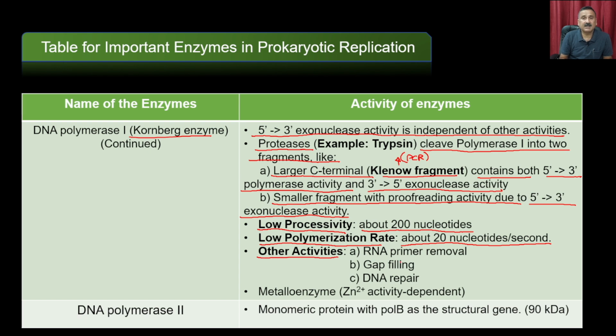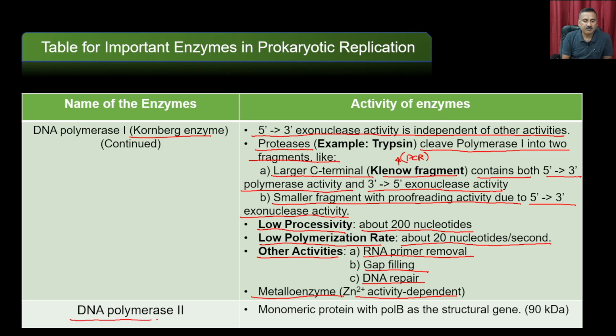Apart from these, you are also going to have other kinds of activities associated with the DNA Pol 1, that is the RNA primer removal, gap filling, and DNA repair. These three are going to be discussed in detail when we talk about elongation and termination. And it is a metalloenzyme, a zinc dependent enzyme.